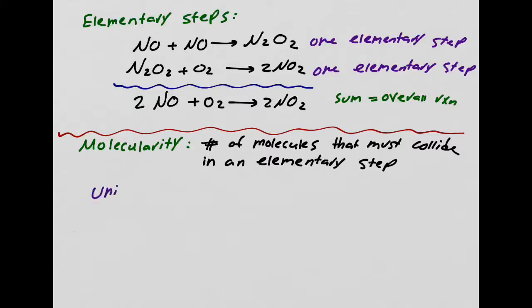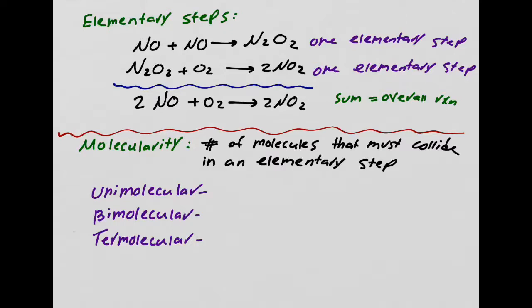We have unimolecular, we have bimolecular, and we have termolecular. You can probably guess what they are. If you're unimolecular, that means you only have one molecule in the elementary step. If you're bi, that means you have two molecules. Ter, that means you have three molecules. Okay? So again, what are we talking about?